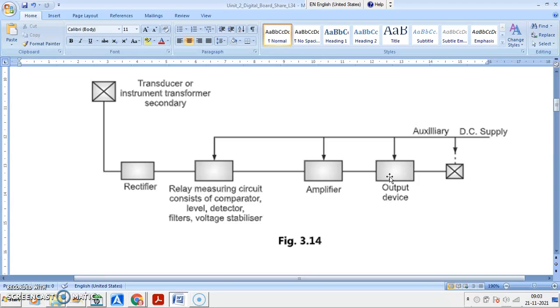They don't have any moving part, so less burden over CTs, PTs compared to the conventional electromagnetic relays. So they consume very less power. These relays have comparators, and these are electronic comparators. Comparator ICs are coming in the market.